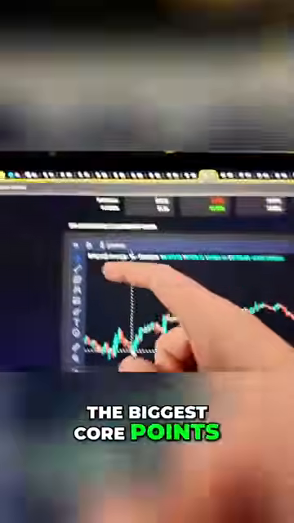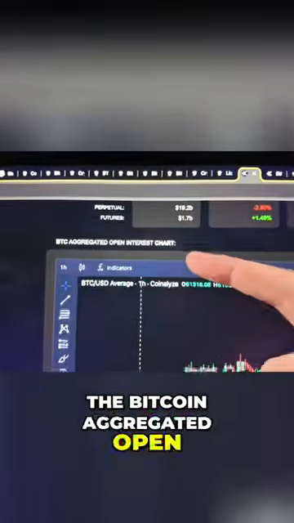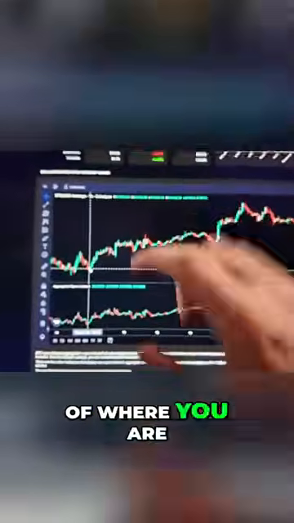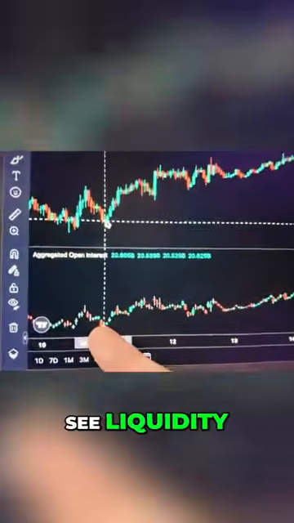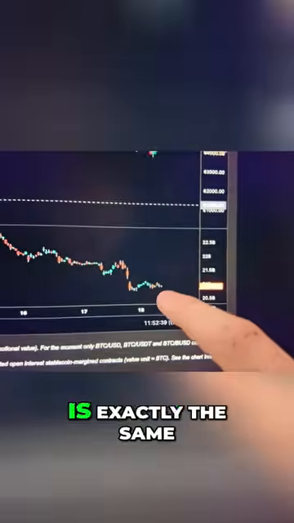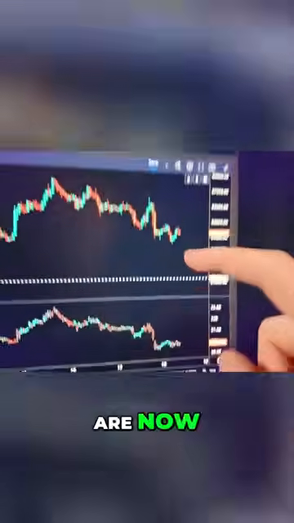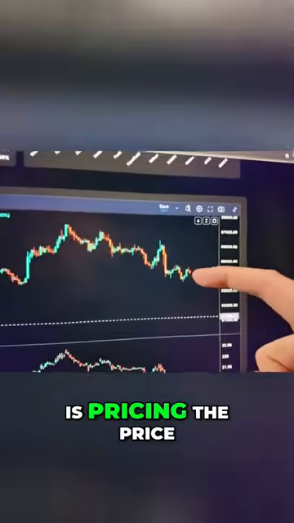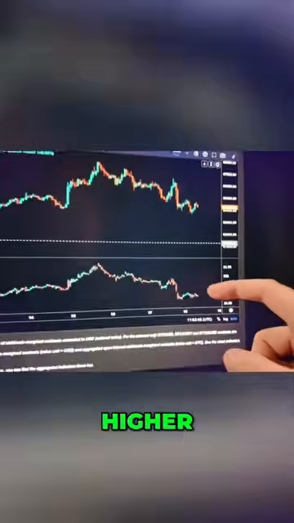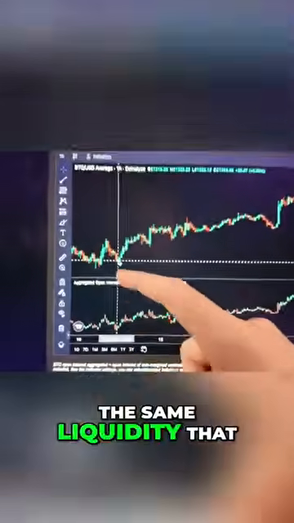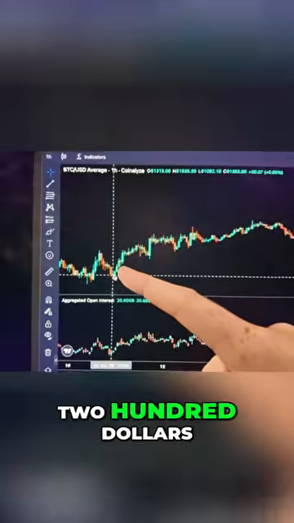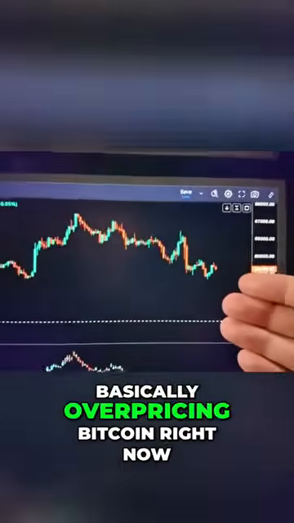One of the biggest core points that you can see on the Bitcoin Aggregated Open Interest Chart, because it gives you an idea of where you are in the market, you can see down here the price is $61,265. And yet you can see liquidity, if you went all the way along, is exactly the same amount of liquidity we are now. So the market is pricing the price of Bitcoin higher than the liquidity should suggest, being that we have the same liquidity that we had when it was at $61,200. So the market is basically overpricing Bitcoin right now.